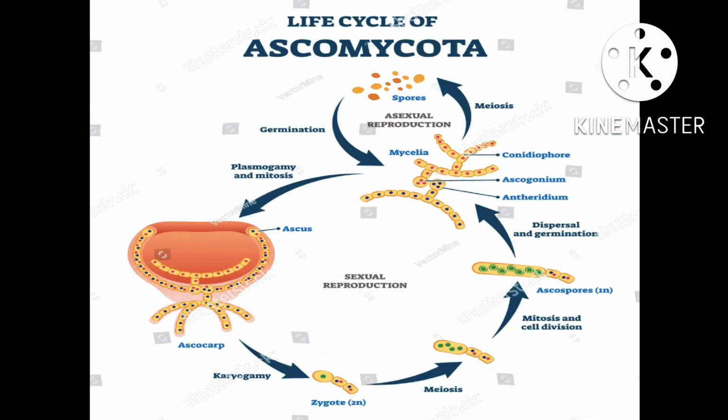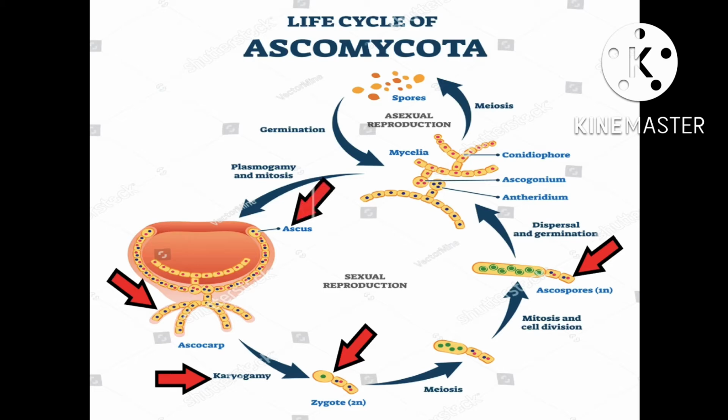Some specialized dikaryotic cells of the dikaryophase function as ascus mother cells. In this cell, the two nuclei of opposite mating types fuse by karyogamy to form a diploid nucleus. The resulting diploid nucleus then divides by meiosis and then mitosis to form 8 haploid nuclei, which results in the formation of 8 haploid ascospores. These sexually produced ascospores remain inside the sac-like structure called ascus.